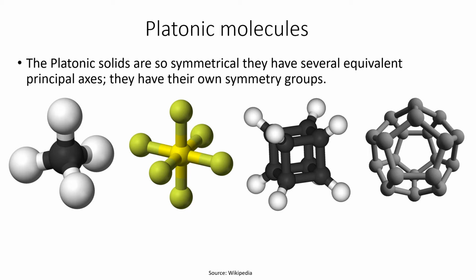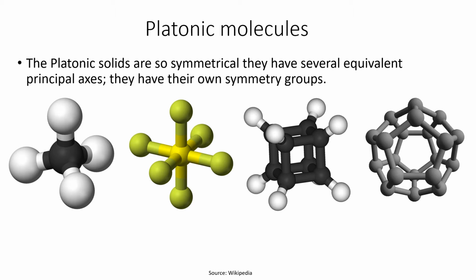Now to look at the other end of the spectrum, really the most symmetrical molecules are those that have the shape of Platonic solids. So these are really the most symmetrical solids, and in these cases we have all vertices equivalent, all edges equivalent, all faces equivalent. And on the screen there we can see several examples of molecules which have these Platonic shapes.